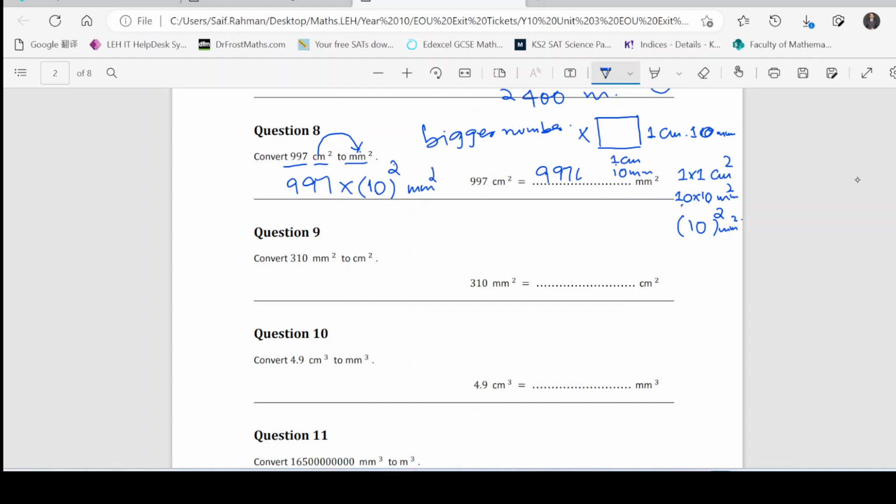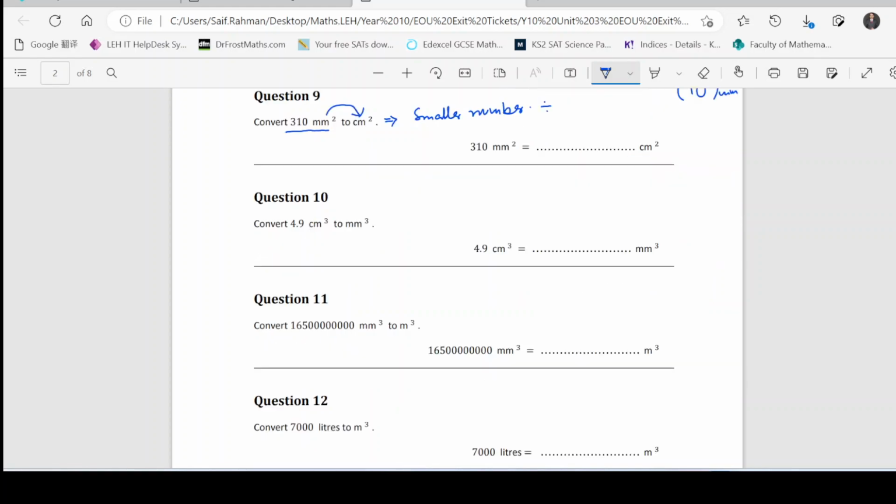So to make it a smaller number, we divide the original number 310. So 310, we divide this number by what? Millimeter to centimeter. So it is 10. The conversion is 10 millimeter is 1 centimeter. 10, and then we square it, because now we have converted this millimeter into centimeter square.